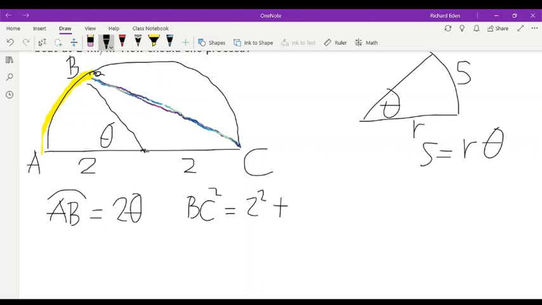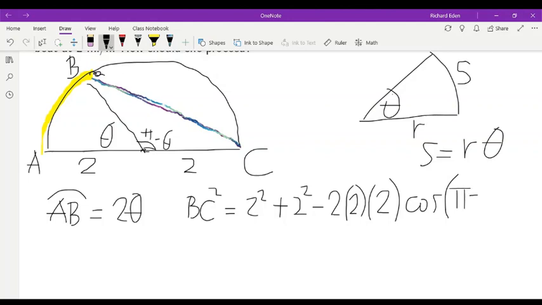So again, you have 2 squared minus 2 times the product of the two adjacent sides, 2 and also 2. They're the same because they're radii, multiplied by the cosine of this angle, opposite BC. Now, this angle is supplementary to the angle theta that we already have here, so this is going to be pi minus theta, or if you want 180 degrees minus theta, so cosine of pi minus that.